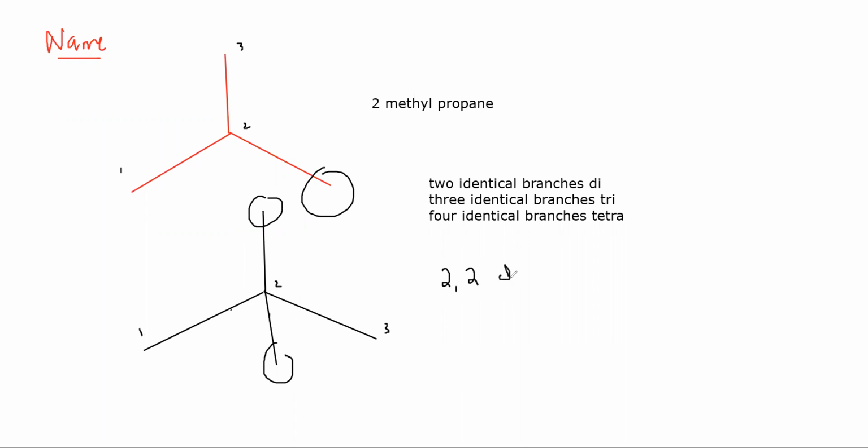For 2, 2 dimethyl, because two methyl branches are there, that's why we call dimethyl. And 3 carbon, so we'll say prop and single bond ane. So it is 2, 2 dimethyl propane. Is it clear? This example, 2, 2 dimethyl propane, the structure.